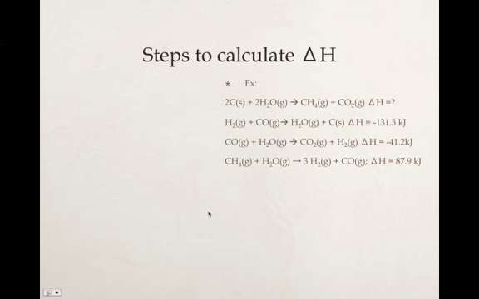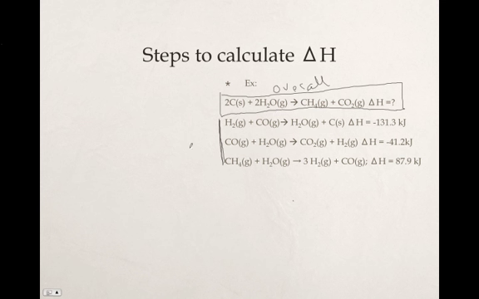So this is what a Hess's Law problem will look like. Right here, this first reaction is our overall reaction. And we know that that's our overall reaction because we don't know the delta H. You see a question mark there. The three reactions below the overall reaction that have known delta H's are our steps.